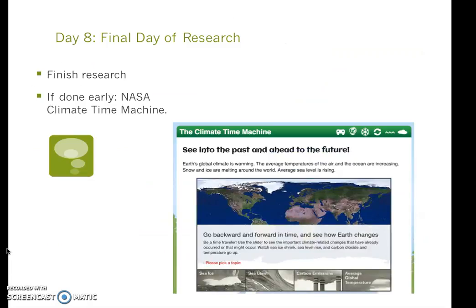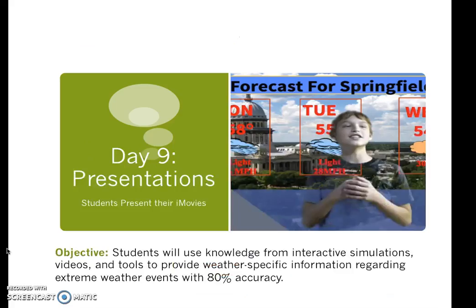Day 8 is the final day of research. This is the last day to get any facts or anything that you need. If you're done early, students are allowed to join the NASA Climate Time Machine. Again, this is another simulation that is given for students to experience what weather has done in the past. You can see from many years ago what the world looked like, and then now, and you can see how weather has affected it.